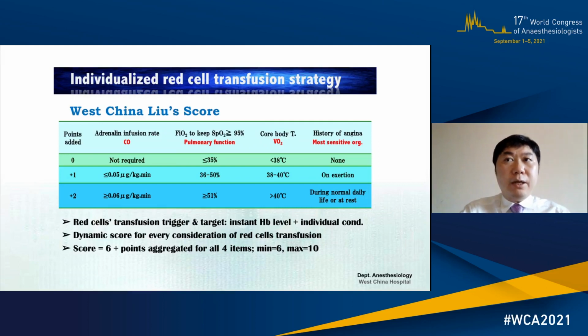Finally, let's make a deeper impression on the West-China score, the individualized red cell transfusion strategy, by revisiting oxygen delivery and consumption.